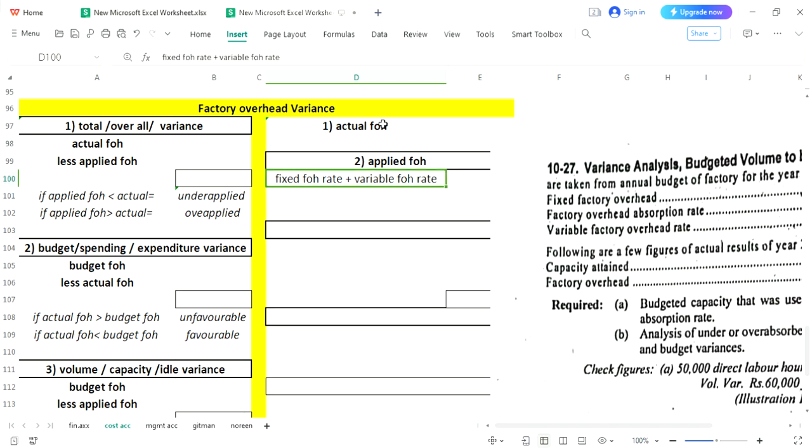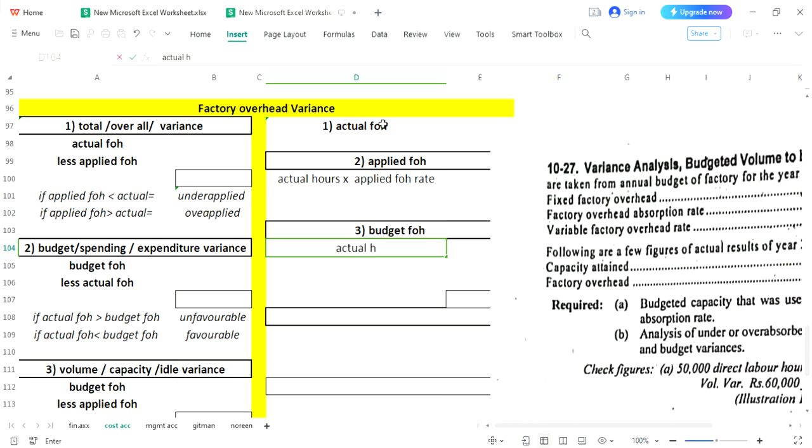One second, applied FOH, please excuse me, only actual hours, and you will be multiplying it with the applied FH rate. So it's a one line formula for the calculation of applied FH. Then third statement, you will calculate your budget FH. It has a two line formula.